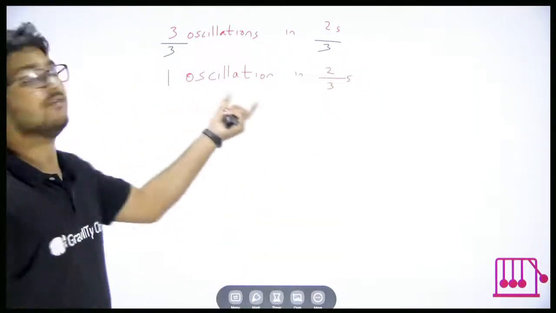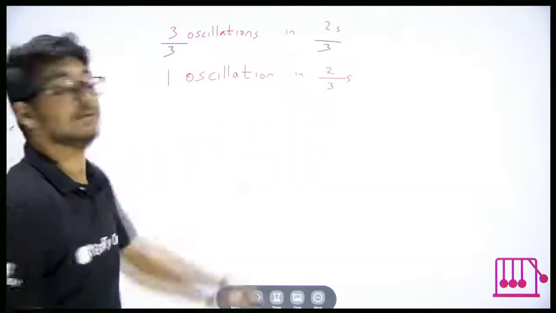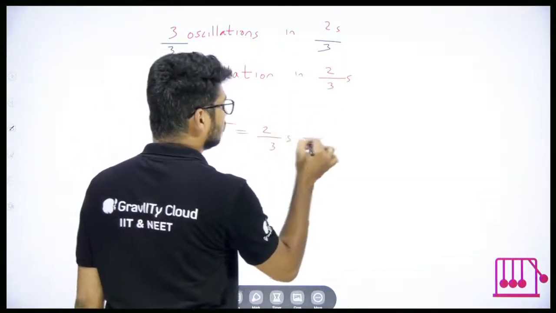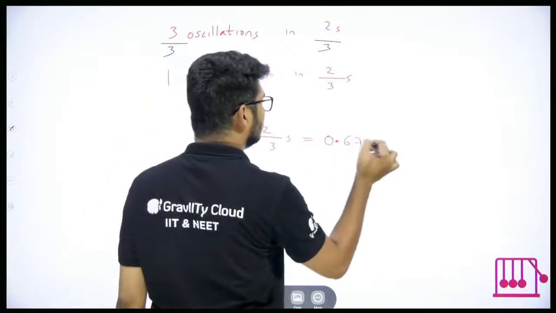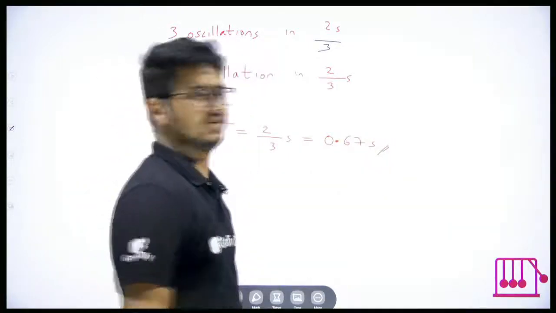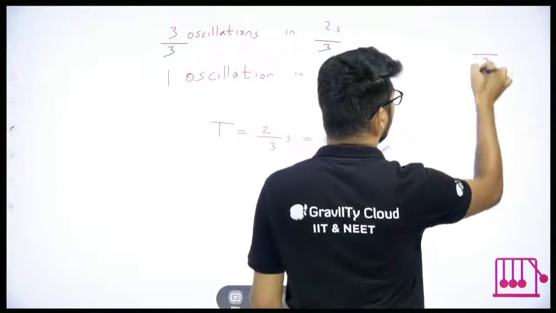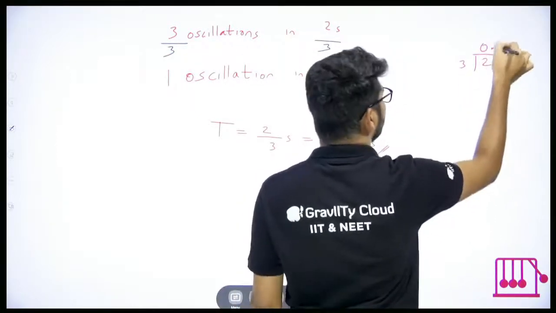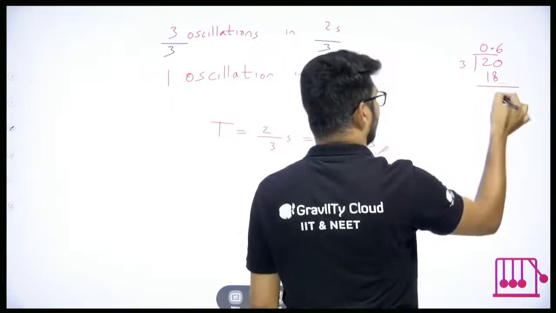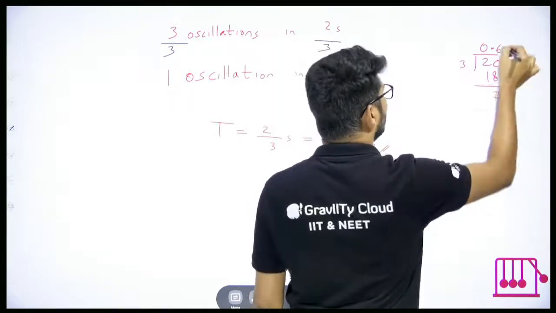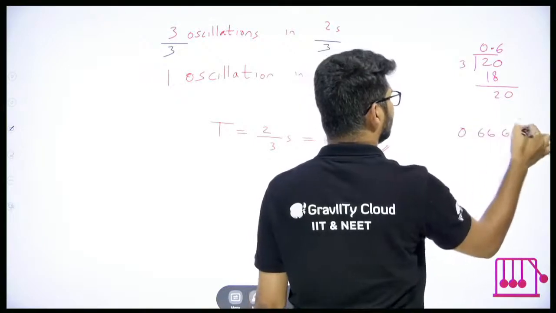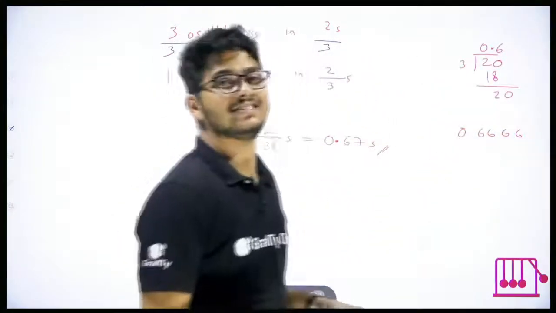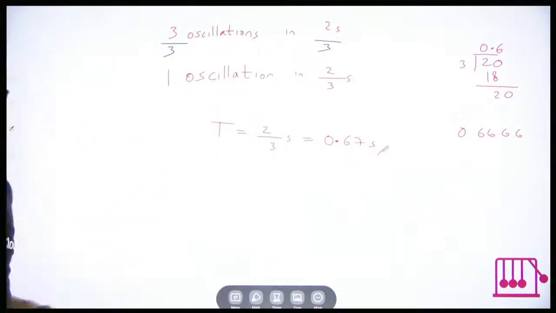So time taken for one oscillation is what is time period. So time period is 2 by 3 seconds. And what is 2 by 3? It will be equal to 0.67 seconds. You can do the division. 2, 3, then it is 0. You get a 0 here. 3, 6 are 18. Then again you get 2. It goes on. So you get 0.6666, it keeps on going, and that will be 0.67. So that's it. You got time period.